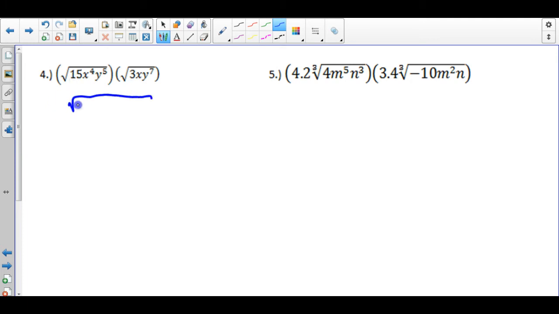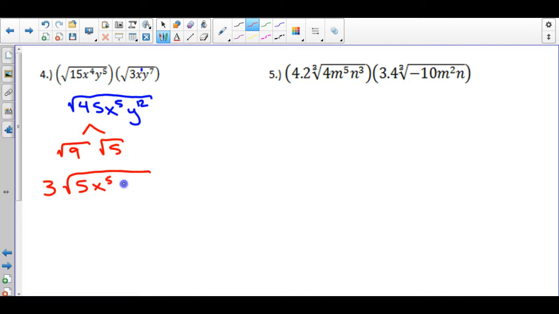So 15 times 3 is 45. I have x to the 4th times x to the first power. The rule is that when you're multiplying two exponential expressions with the same base, you add the exponents. So x to the 5th power, and then y to the 5 plus 7, which is 12. So now we're going to, again, extract the perfect squares. I'm going to look at what's the largest perfect square that goes into 45, which is 9, a total of 5 times. So now I'm going to rewrite this as 3 times the square root of 5x to the 5th, y to the 12th.